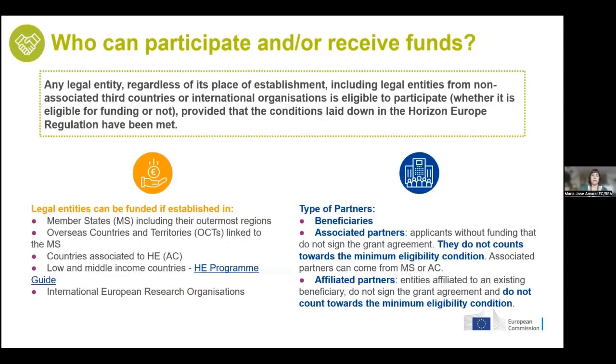In terms of legal entities, here again, as for the other Horizon Europe proposals, there's no difference. Any legal entity from member states, overseas countries and territories, countries associated to Horizon Europe, low and middle income countries, and international European research organizations can participate and receive funding. Other entities can only participate. And in terms of partnerships, there can be beneficiaries, associated partners, or affiliated entities. And next slide.